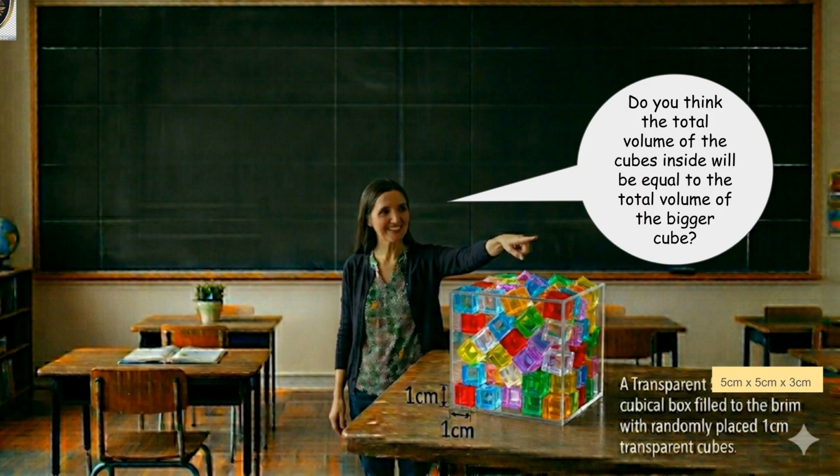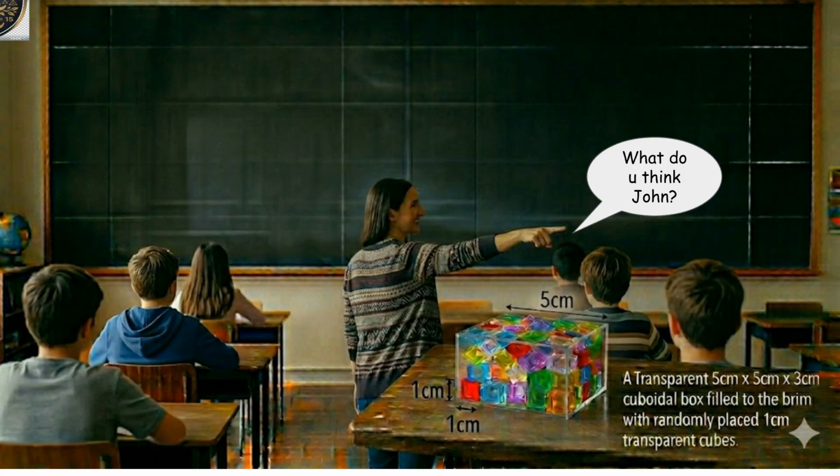Now, consider this new large solid, which is a cuboid with dimensions 5 by 5 by 3 centimeters. Do you think the total volume of the cubes inside will be equal to the total volume of the bigger cuboid? The dimensions are 5 centimeters by 5 centimeters by 3 centimeters. What do you think, John?